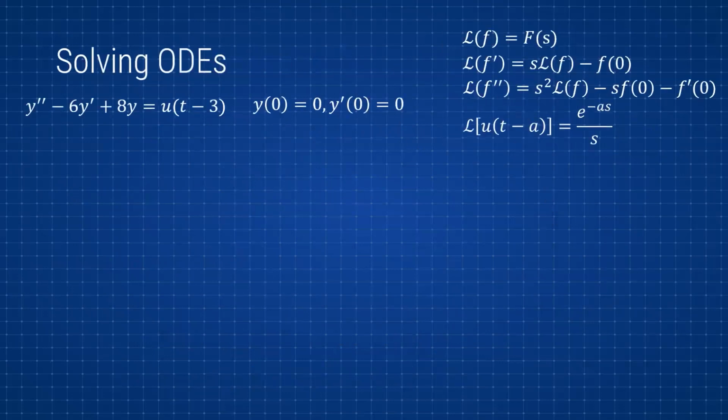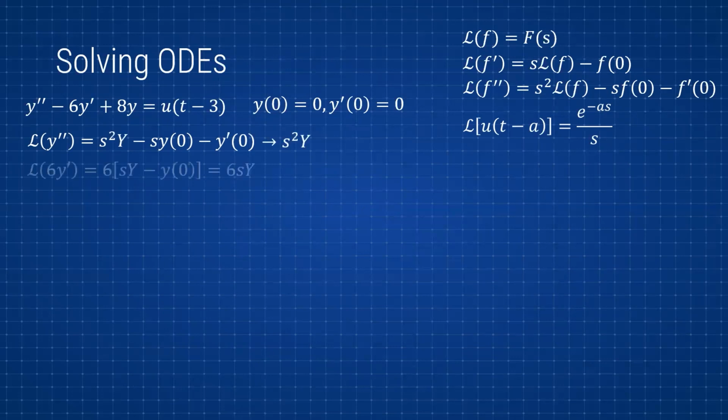We have y double prime minus 6y prime plus 8y equals u of t minus 3, where both initial conditions are equal to 0. As always, I like to take the Laplace of every single term and then put it back together. For y double prime, we get s squared capital Y minus s y of 0 minus y prime of 0, which in this case, because both y of 0 and y prime of 0 are zero, cancel out, and we're only left with s squared capital Y.